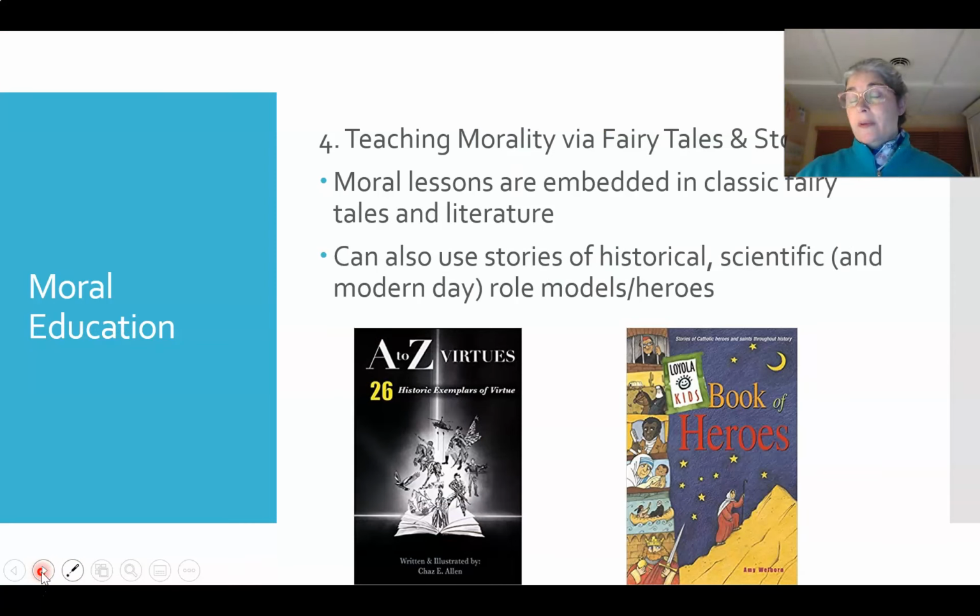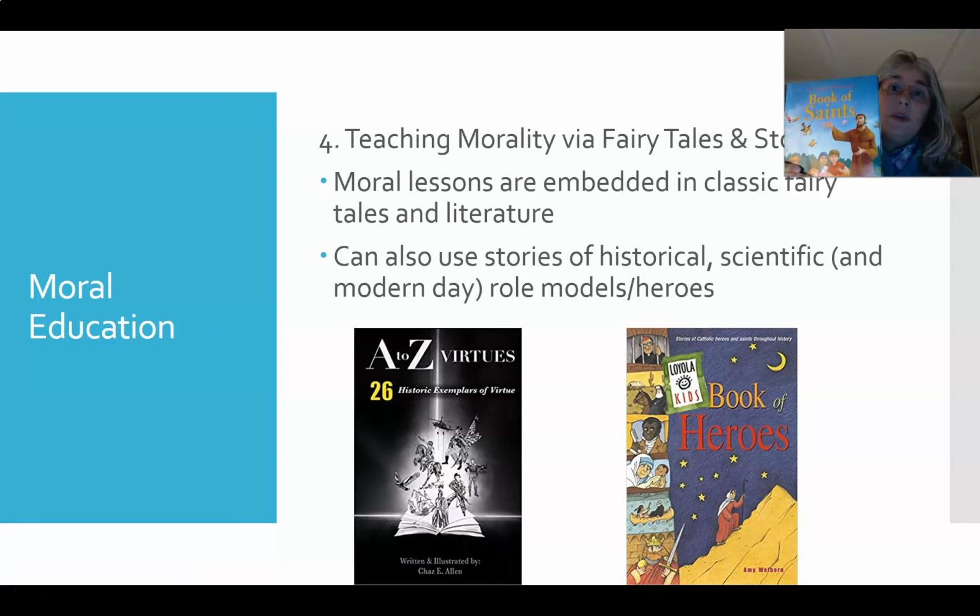It doesn't just have to be fairy tales. There are other kinds of stories out there. Stories when it comes to historical heroes, scientific heroes, role models. I've got a picture of it here, my Book of Heroes. I also have been using the Book of Saints to go along with the Catholic education that I provide in my homeschool. Because it's February when I'm taping this, it's currently Black History Month.